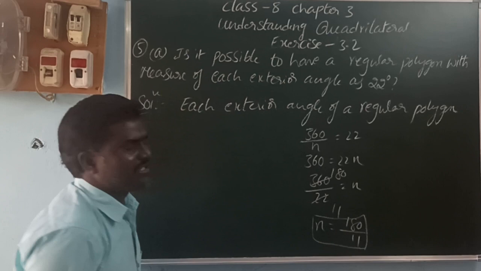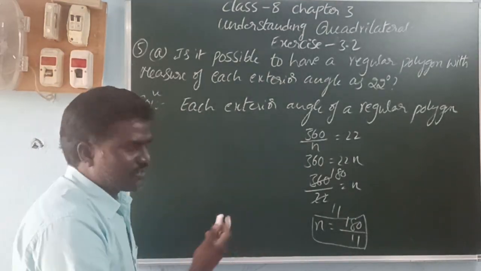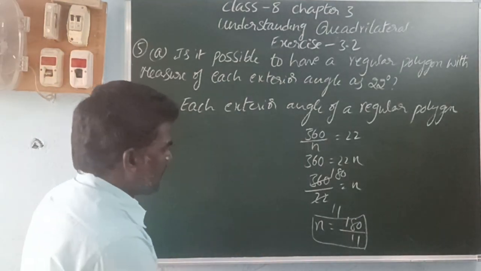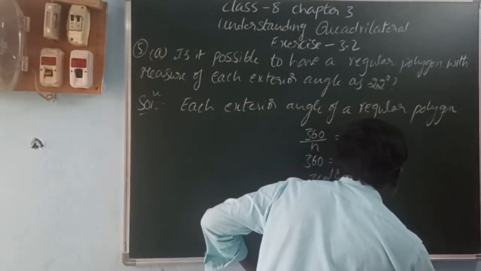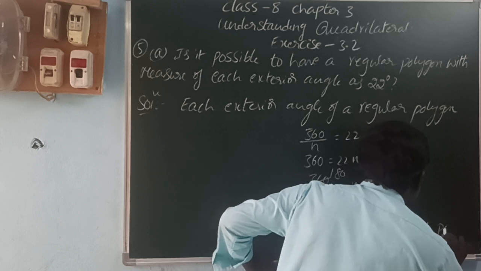n is the number of sides. The number of sides is always a natural number or whole number. But here it is in fraction form. So it is not possible.